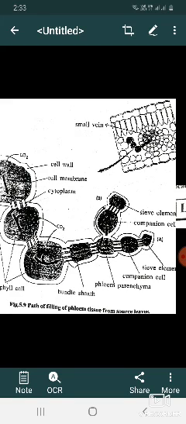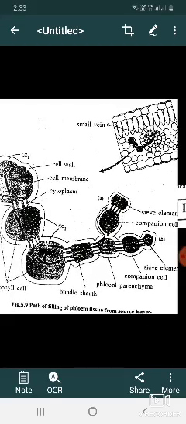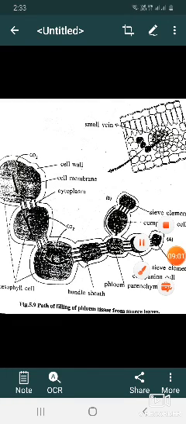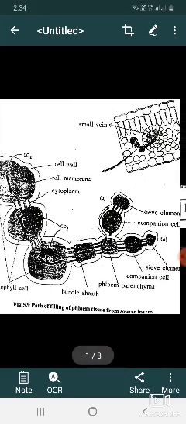So metabolic controls: like any other physiological process, translocation also requires metabolic energy. So respiration plays a major role in translocation. All factors which influence respiration naturally affect translocation.